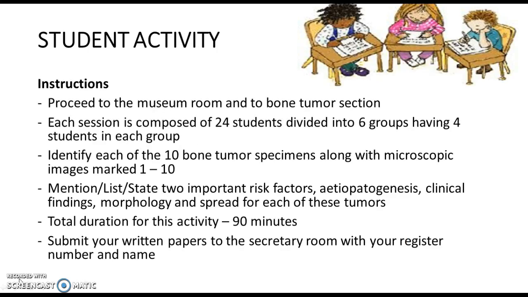The student activity. Follow the instructions as given in the slide. Kindly proceed to the museum room and then proceed to the bone marrow section. Each session is composed of 24 students, which will be further divided into 6 groups having 4 students in each group. Identify each of the 10 bone tumor specimens. Alongside are the microscopic slides, which are marked 1 to 10.